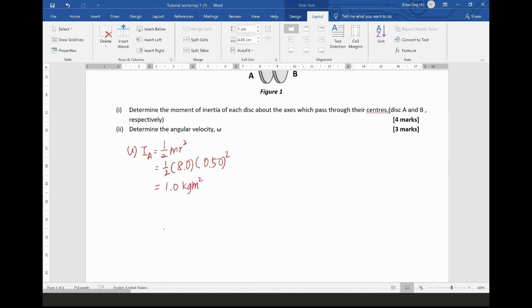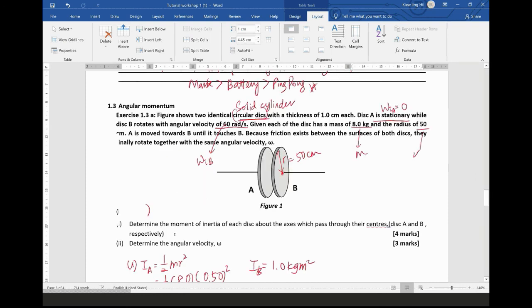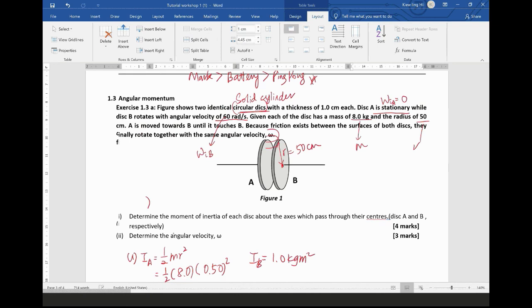Remember to write down the unit every time in your answer. I have told you to do so, and if you forget the unit, 0.5 marks will be deducted. The moment of inertia for B, because they are identical, is also 1 kg meter squared. So determine the final angular velocity.